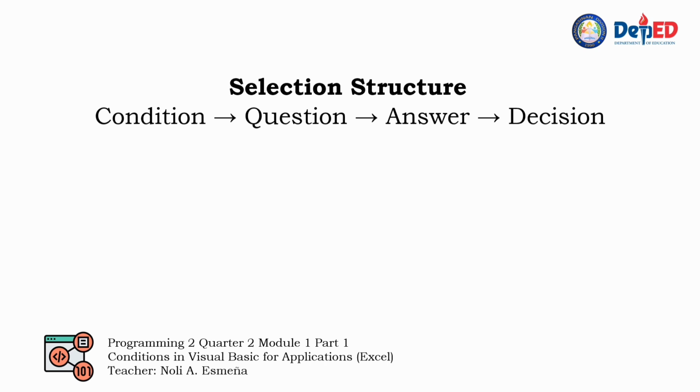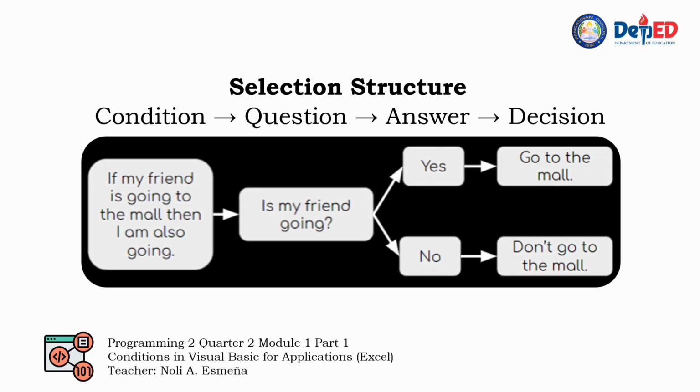Let's have a real-life example using this format. So first is the condition. Our sample condition is that if my friend is going to the mall, then I am also going. Before taking the next steps, a question will be asked. Is my friend going? If the answer is yes, then the decision is go to the mall. If the answer is no, the decision is don't go to the mall. This simple example shows how selection structure is used in programming.